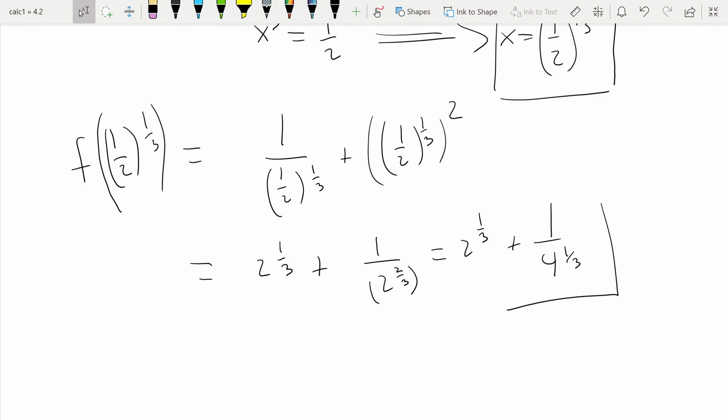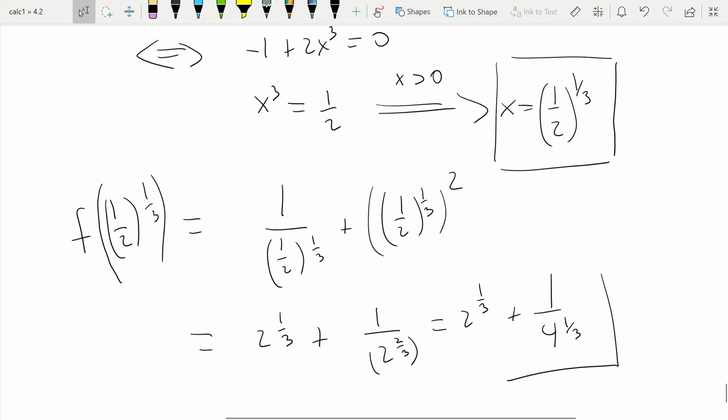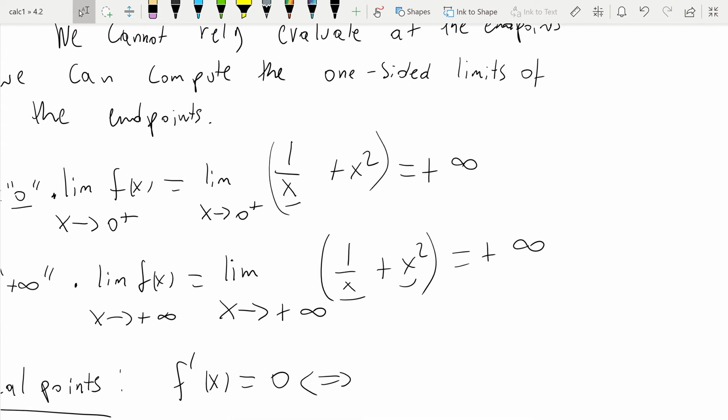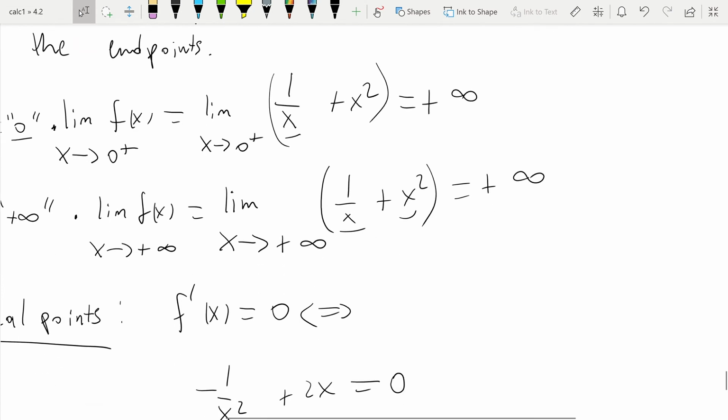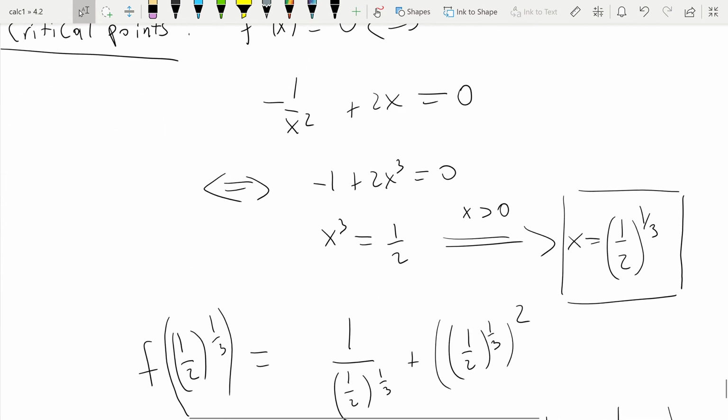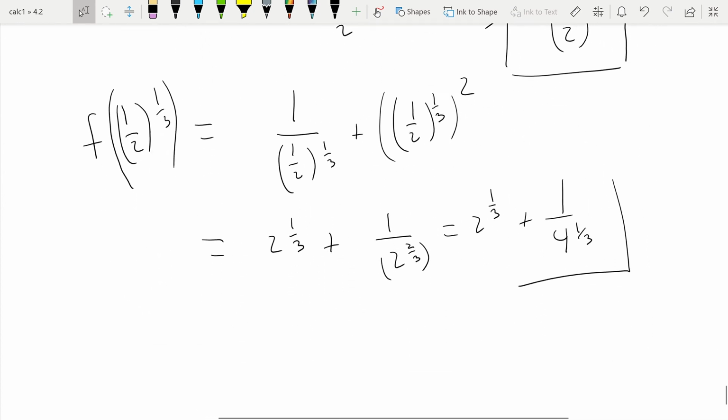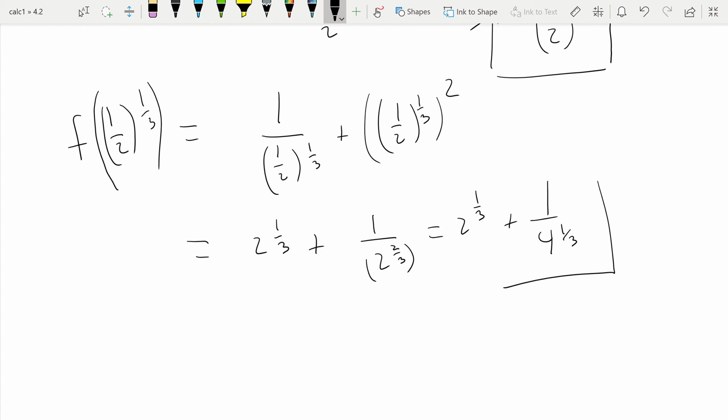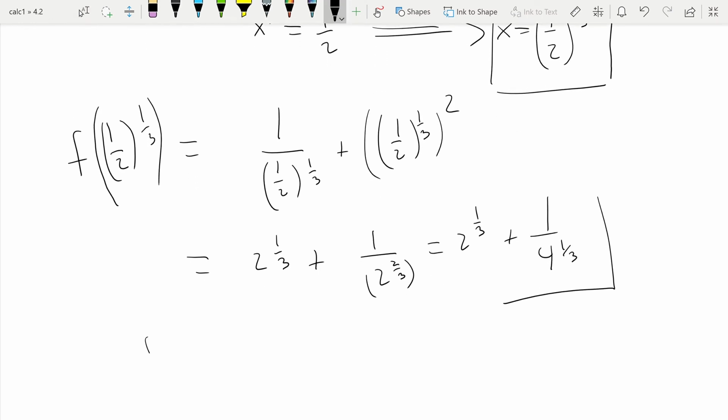So suppose you were asked to find the max of a function defined on an open interval. If you obtain that the limits at the endpoints are equal to, say, 0, and you found just one critical point in the interior, and that critical point takes a value that is larger than 0, that's a maximum. Right here, this quantity is less than infinity, so the value of f at 1/2 to the 1/3 is less than infinity, so it means that you beat the endpoints. It's not very hard in this case.